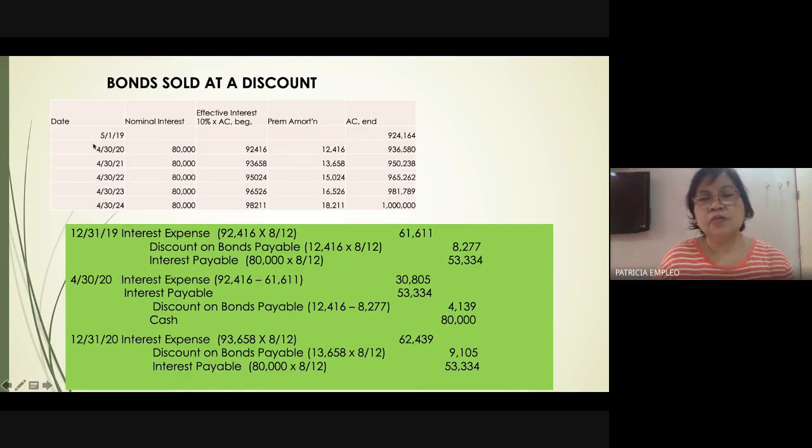The difference between the nominal interest and the effective interest is the premium amortization, but in this case, your nominal interest is higher than the effective. Anyway, the difference between the two is your discount. Sorry for that. This is discount. This is discount amortization. So you just change that.